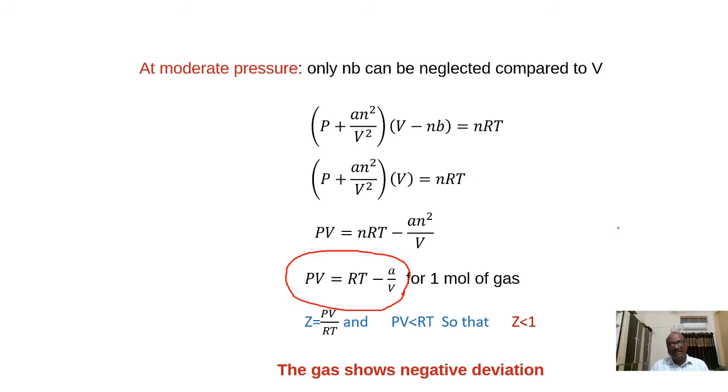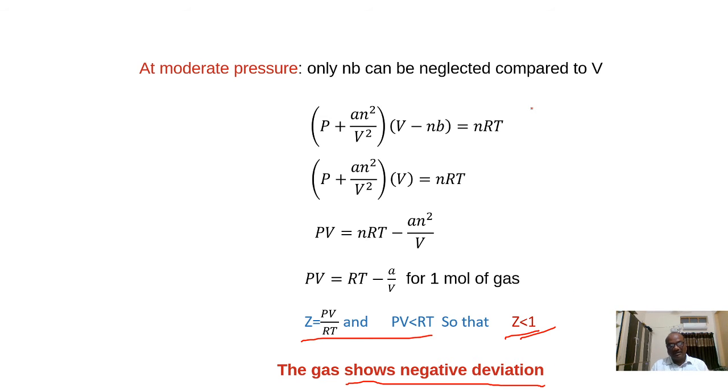PV is less than RT by what quantity? a/V quantity. Now you can see the compressibility factor. What is the compressibility factor? Z is equal to PV by RT. But we have seen that PV is less than RT. When numerator is less and denominator is more, what will be the fraction value? It will be less than 1. Z will be less than 1. Means the gas will show the negative deviation.